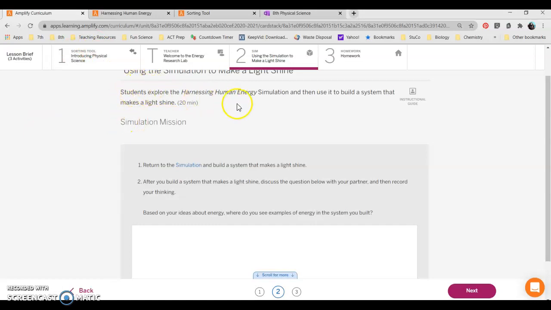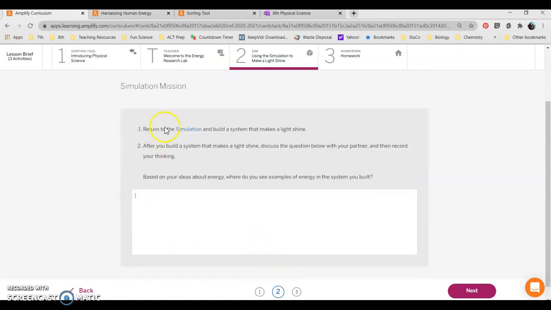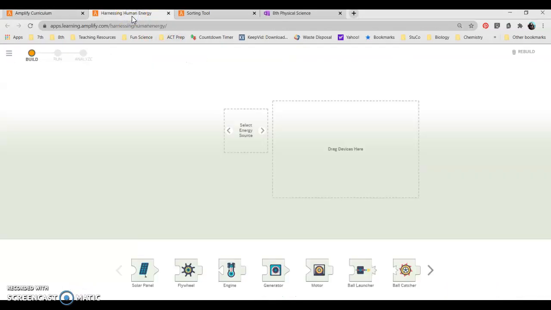So students explore the harnessing human energy simulation and then use it to build a system that makes a light shine. So your goal is to make a light shine. After you build a system that makes a light shine, discuss the question below with your partner. Obviously, if you are working from home, you don't have a partner, so you can just think about it, and then record your thinking. You would type in this box. So let's go ahead and take a look at the simulation.